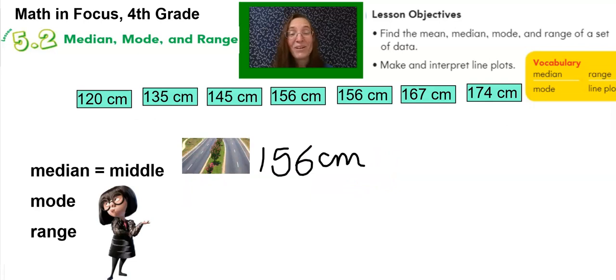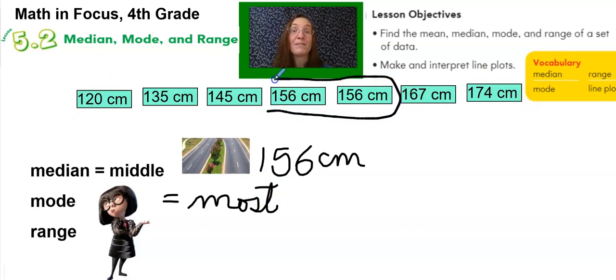Our next data landmark is the mode. Whenever I think of mode, I think of the character in the Incredibles movie, Edna Mode. She's a fashion designer, and that means she wants her fashions to be the most popular. Mode means the data point or the number that happens in the data set the most. And so, thinking of being the most popular, of all my different numbers here, can you find it? I noticed that 156 happens twice. That one happens the most, so it must be the mode.